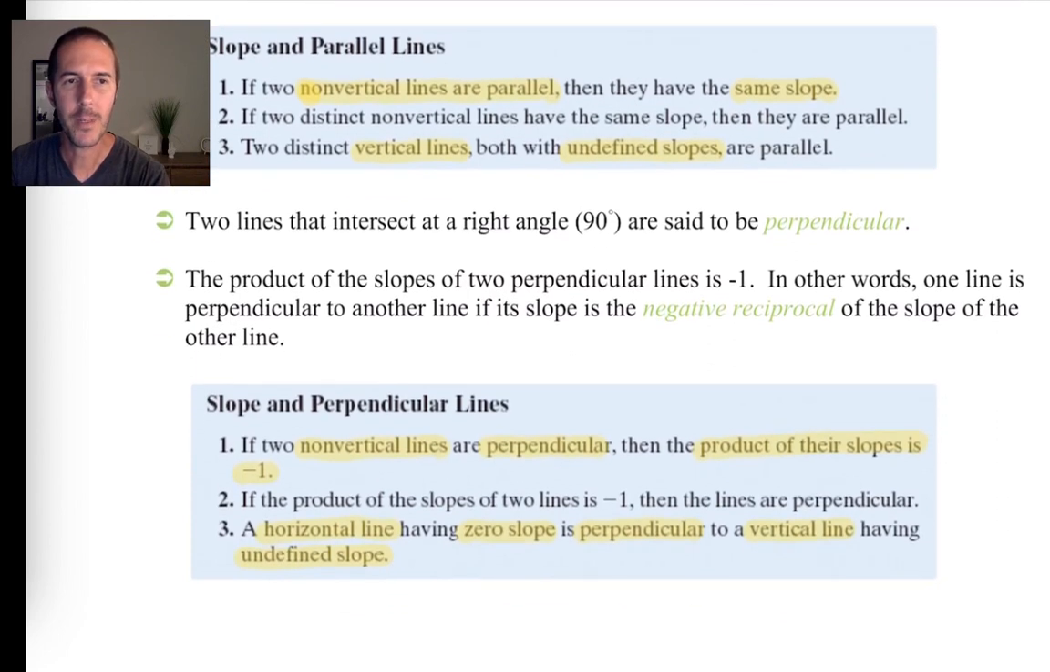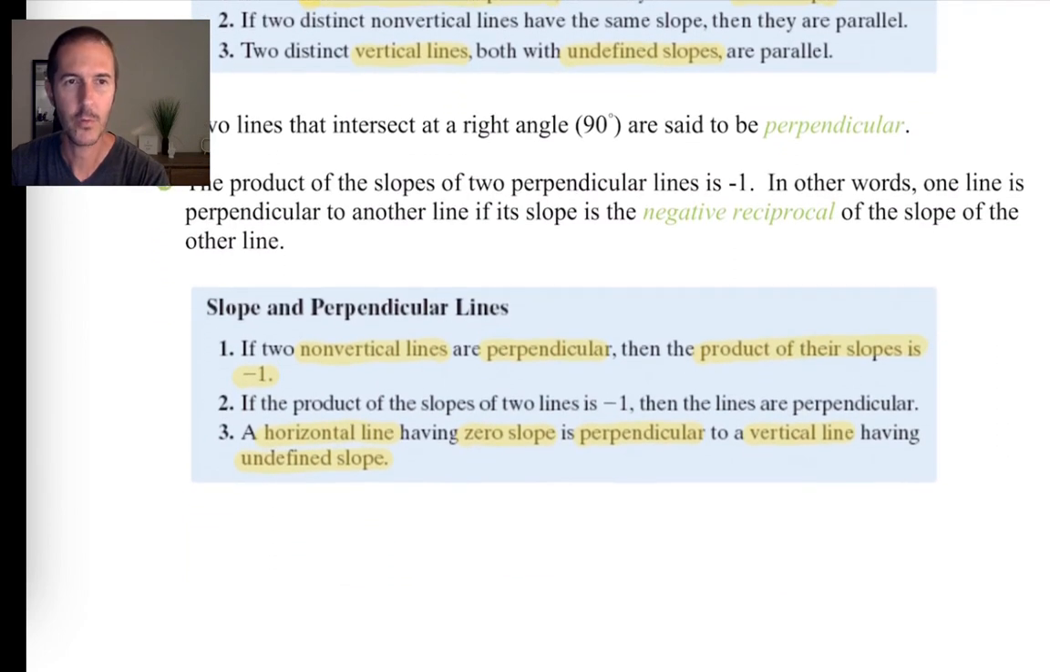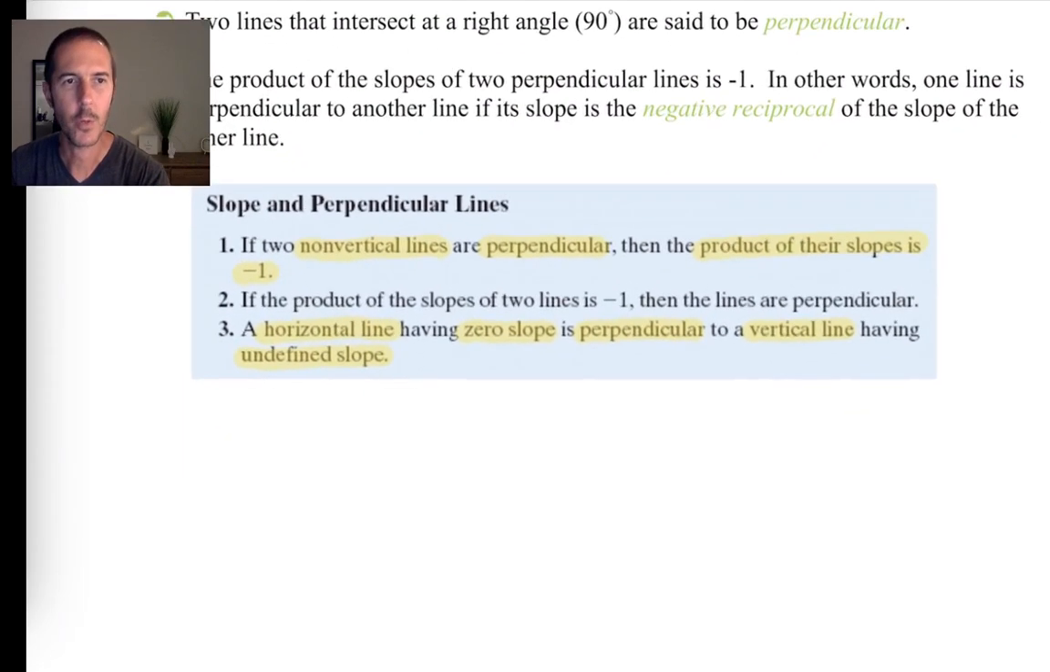If you have perpendicular lines, those two lines, if neither one of them is vertical, then the product of the slope of those two lines will equal -1. Another way to say that is that perpendicular lines have slopes which are opposite reciprocals.